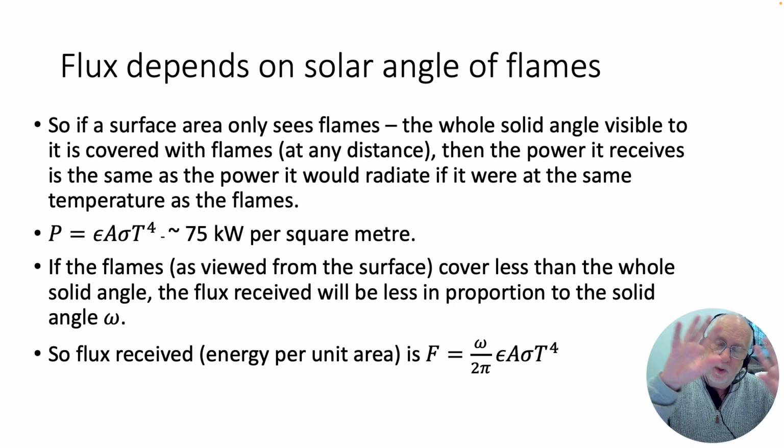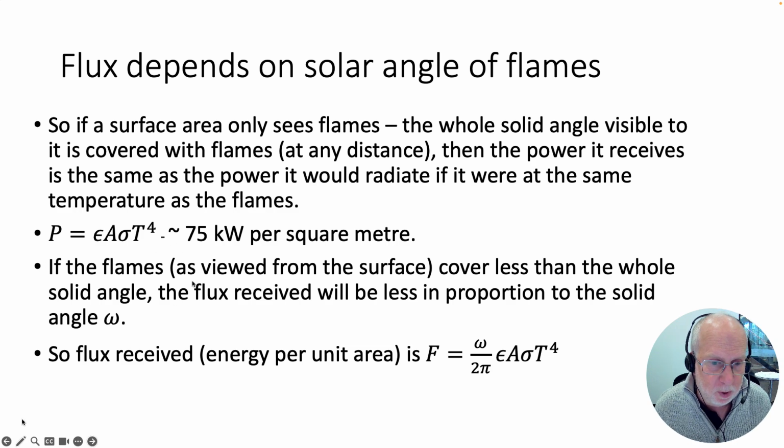So if they cover the entire sky, then you're going to be receiving a power of about 75 kilowatts per square meter. But if the flames only cover half the sky as viewed from your bit of flat surface, then you get half of that, so about 37 kilowatts per square meter. So in fact we can come up with an equation: the flux received is going to be the solid angle divided by 2 pi, since this is for a flat surface that only sees half the total sphere around you, times the Stefan-Boltzmann equation.